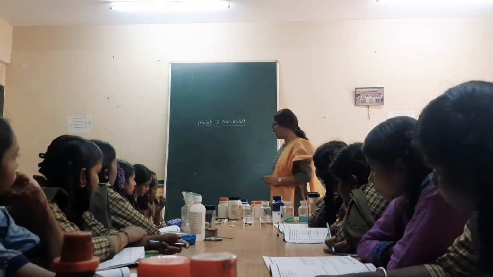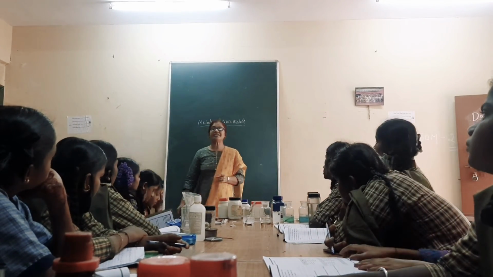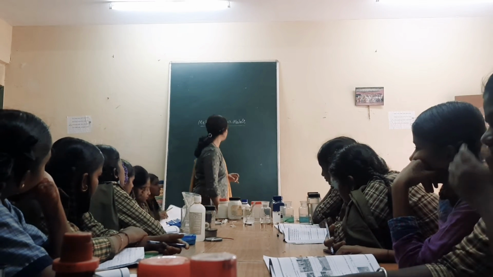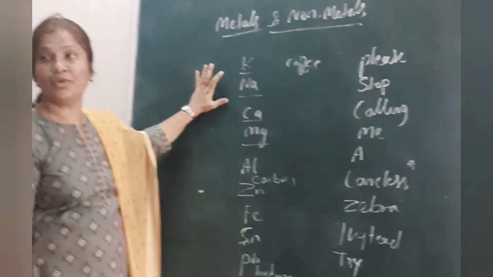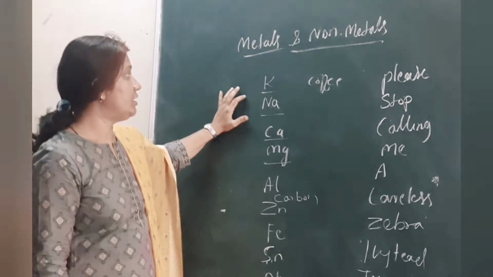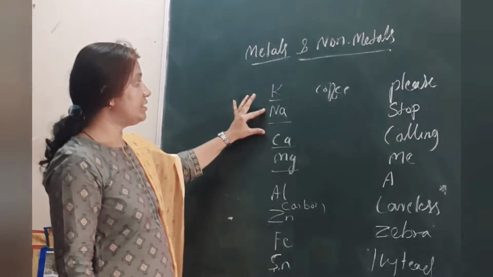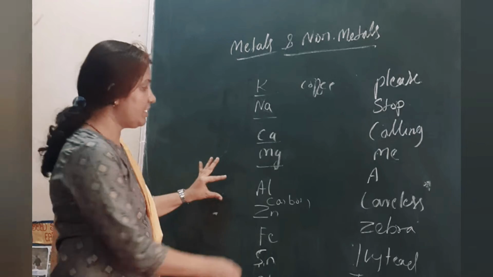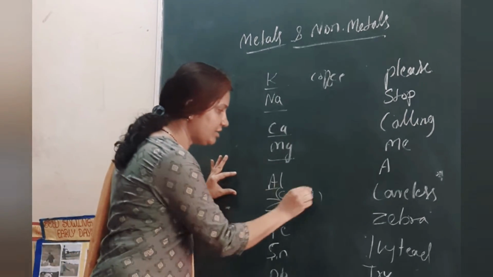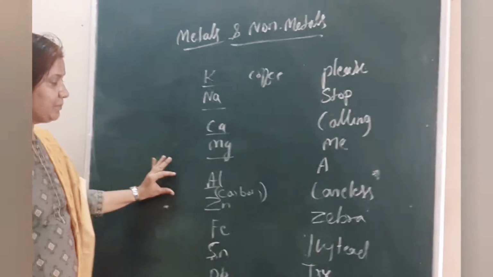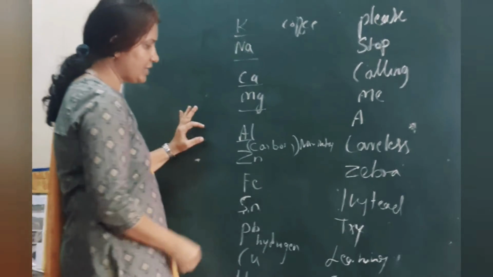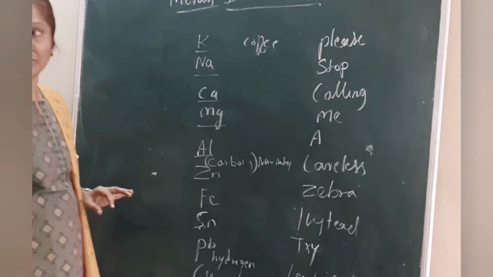Why does this happen? There is a reactivity series for this. How to recall this reactivity series? There is a mnemonic for this. So this is the reactivity series you want to recall. K for potassium, Na for sodium, Ca for calcium, Mg for magnesium, Al for aluminium, and here you can write carbon separately because this is a non-metal.